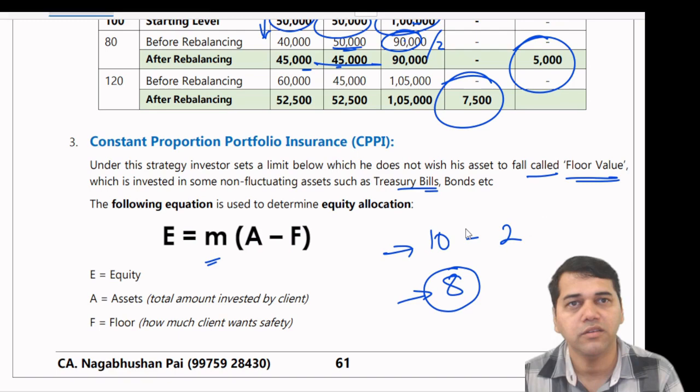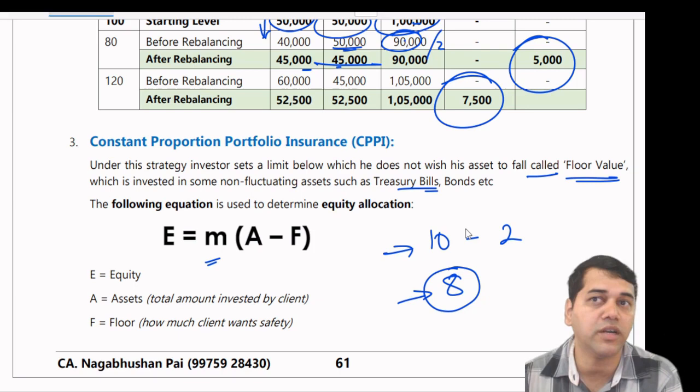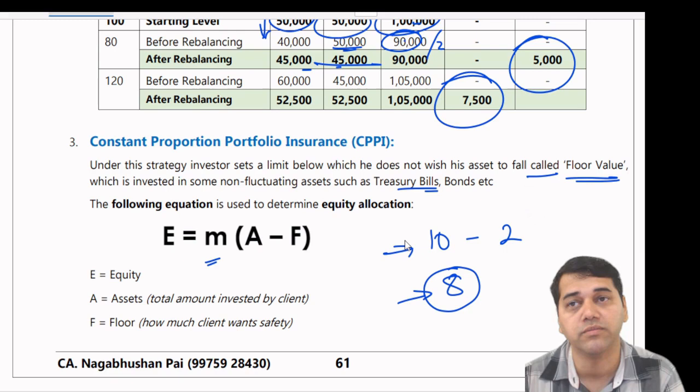Derivative is there, but it is not an investment. It is a hedging tool. It is a speculation tool. So you don't suggest it to the client. Now, how much are you going to invest in stock and how much in bonds?